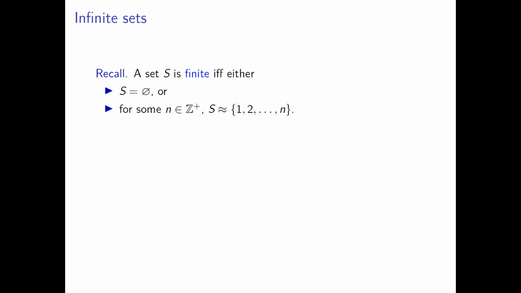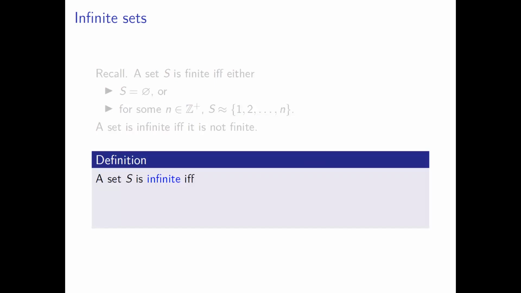To give a precise definition of an infinite set, we first recall the definition of a finite set. A set S is finite if and only if either it is empty or it is numerically equivalent to a set of integers from 1 to n for some positive integer n. A set is infinite if and only if it is not finite. That is, a set S is infinite if and only if the following conditions both hold. S is non-empty, and for any positive integer n, S is not numerically equivalent to the set of integers from 1 to n.